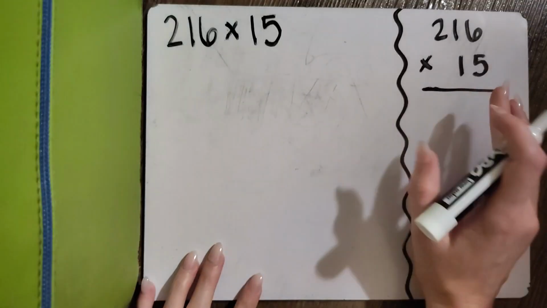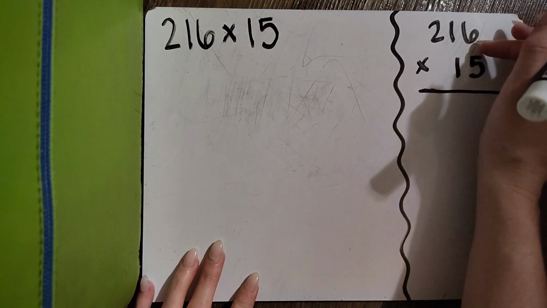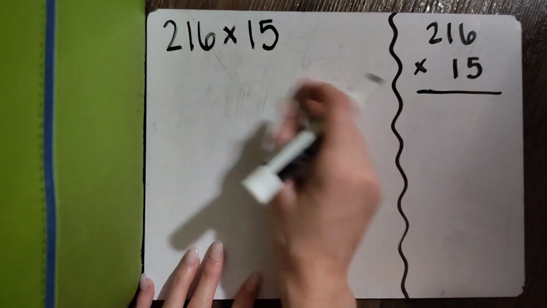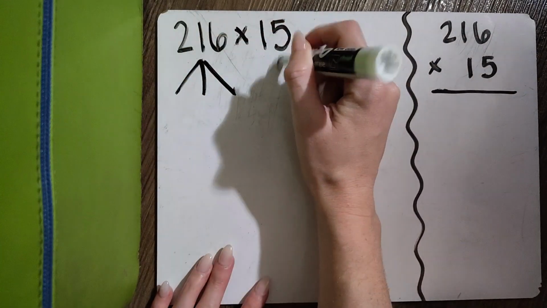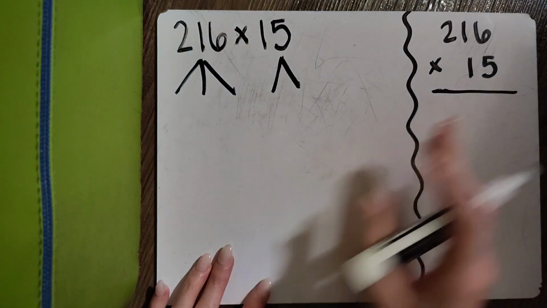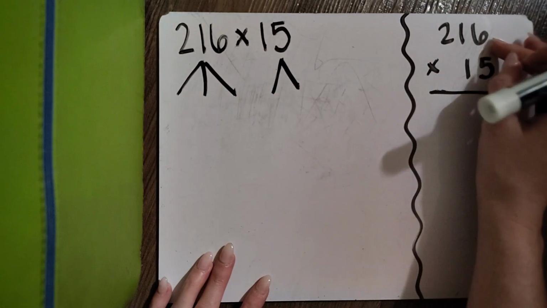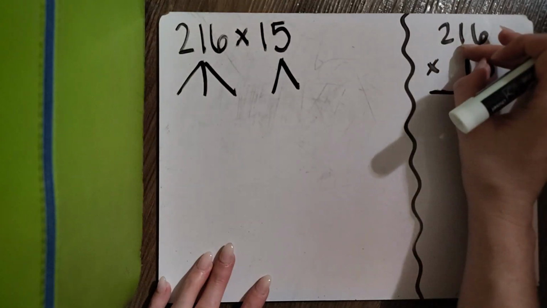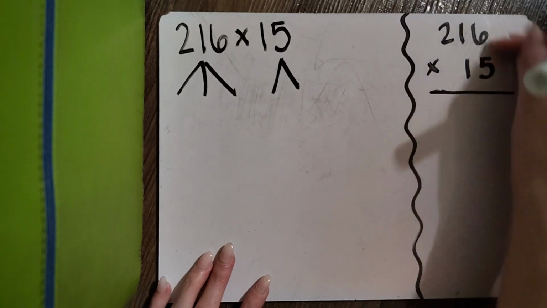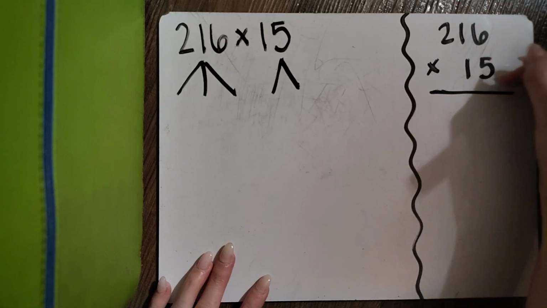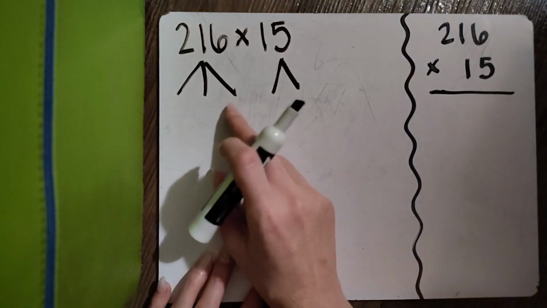So what we do with the standard algorithm is we start with our ones. We do 5 times 6. Our area model will have something similar. We first will break it up into its place values, just as we do here. We do 1s times 1s, or 1s times 10s, or 1s times hundreds. So that means we do our 1s and 10s, and then our 1s and hundreds, just like how we do here.